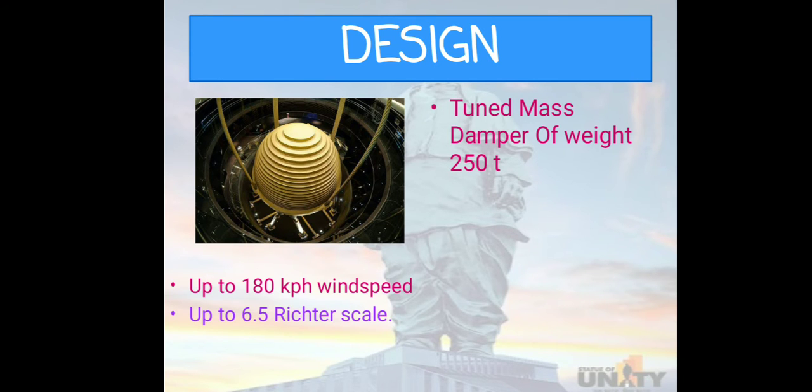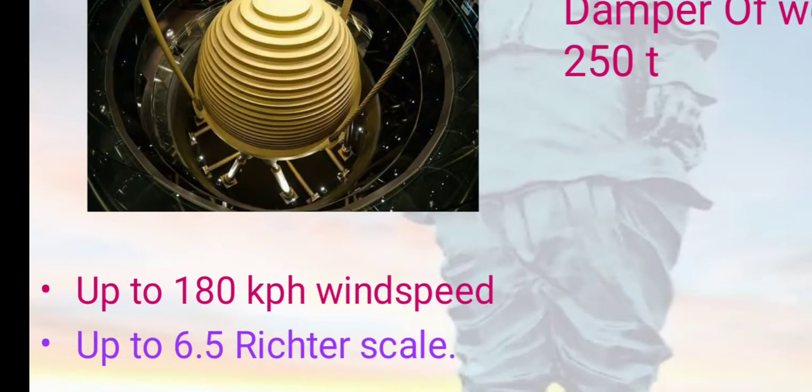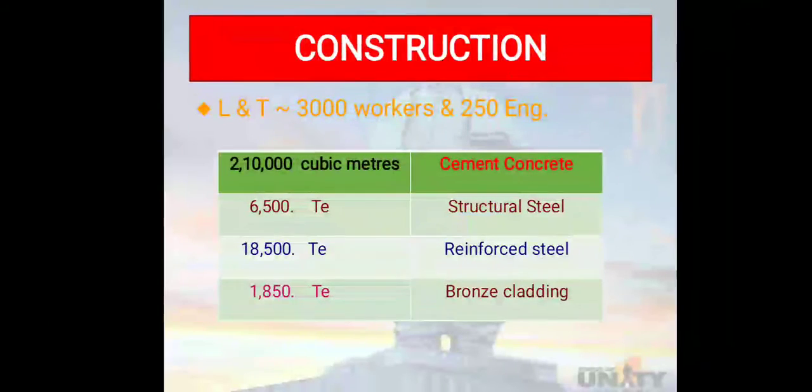The Statue of Unity has two outstanding features. The first one is that the statue can withstand wind speeds of 180 km per hour, and the second one is that it can withstand an earthquake of 6.5 Richter scale. The L&T company employed 3000 workers and 250 engineers to complete the construction of the statue.